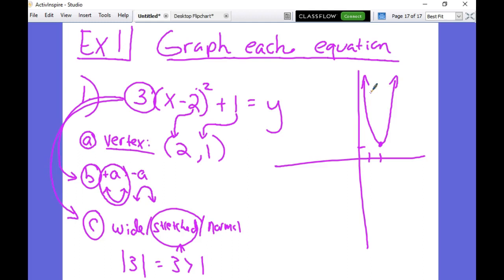Now we could get more precise. We could plug in some x values and find some specific points and get it more precise, but I don't think we need to do that. So long as you know it's stretched and up, I'm good. Okay? So that's how we're going to graph these quadratics.